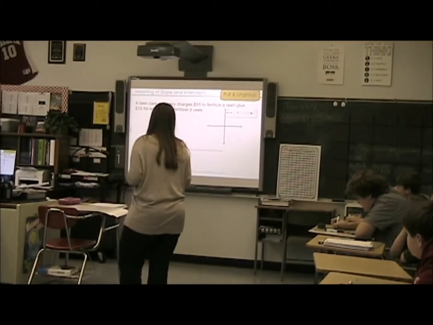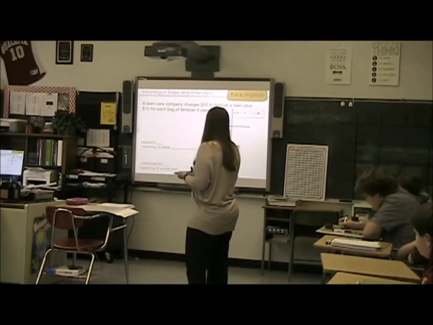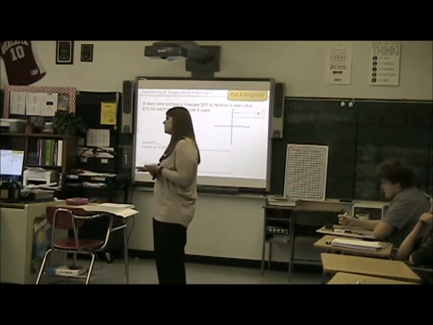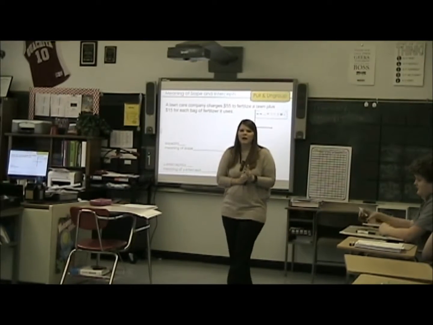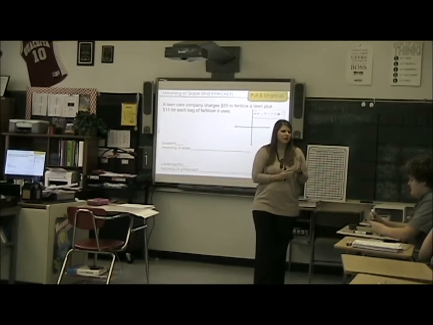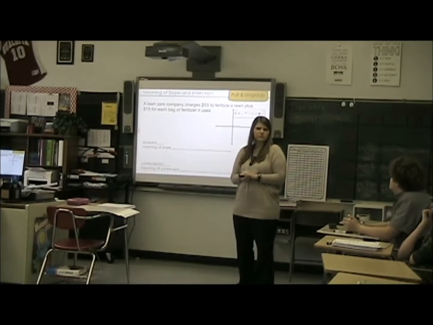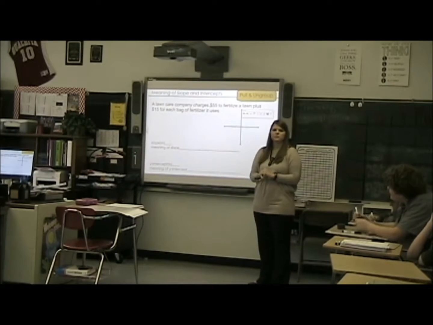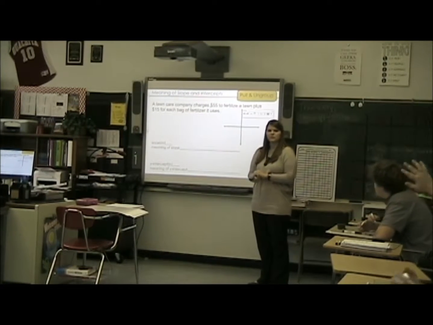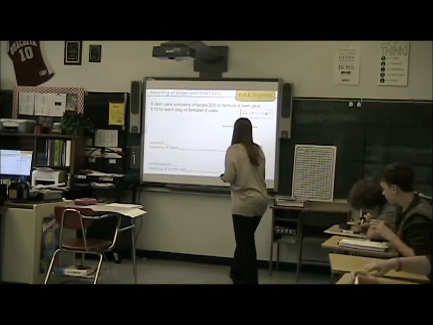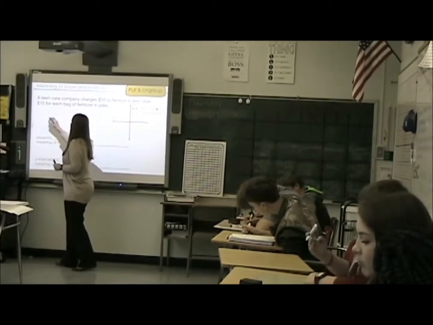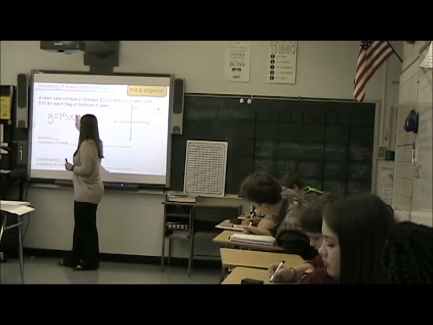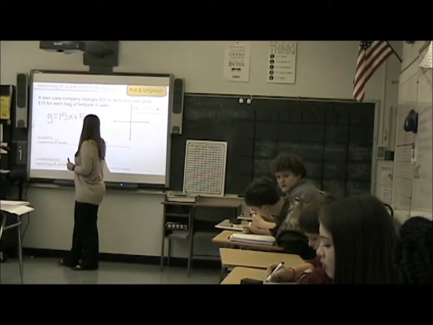Okay? Let's look at another example. A lawn care company charges $55 to fertilize a lawn plus $15 for each bag of fertilizer it uses. We need to write an equation for this scenario. What do you think, James? Okay, I think it'd be y equals 15x plus 55. Good.